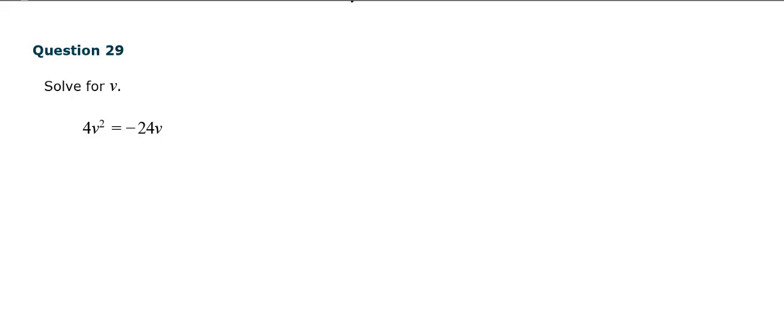So our next problem, solve for v. 4v squared equals -24v. So our first step is to set the equation equal to 0. So I'm going to move the 24v over by taking its opposite. So I'm going to add 24v to both sides. So that gives me 4v squared plus 24v equals 0. So I set my equation equal to 0 when I'm using this technique.